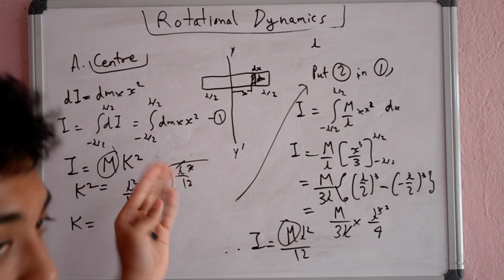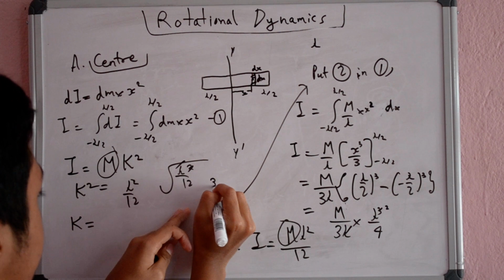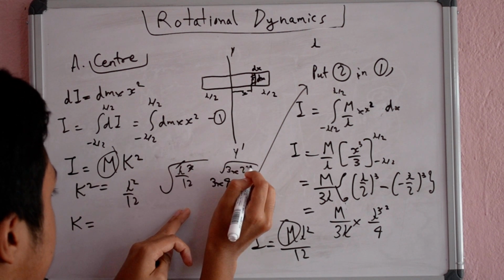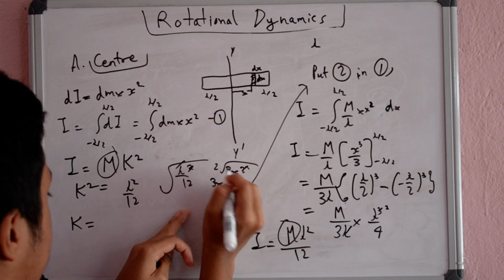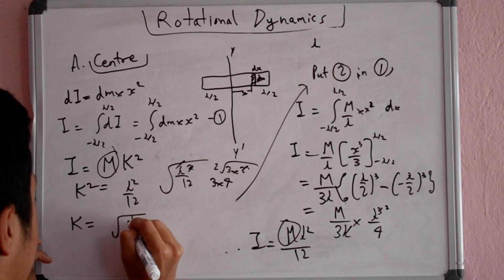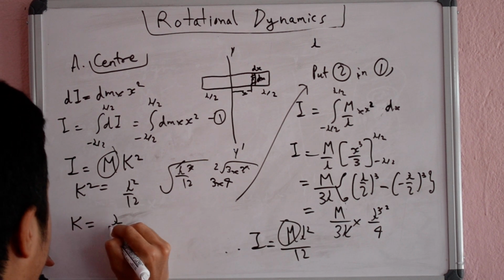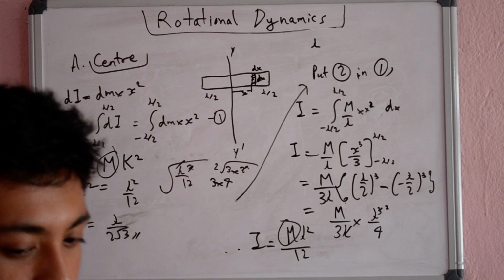Well, that square cancels. 12 is just 3 into 4, which is 3 into 2 square. If we square this, it goes outside. So we in fact have L by 2 root 3.